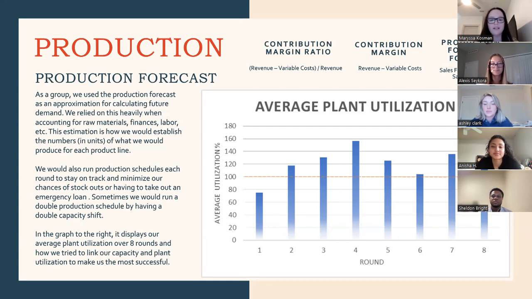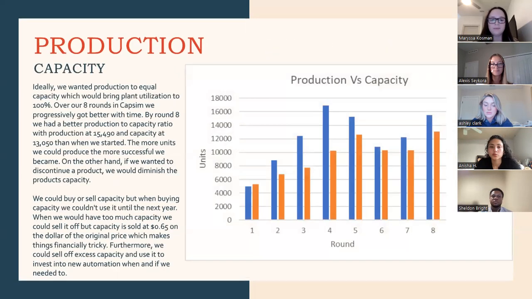In the graph to the right, it displays our average plant utilization, where we wanted to keep our utilization around that 100% average. Over the 8 rounds, we did get a bit better with this and keeping our average closer to that line. Next slide, please.